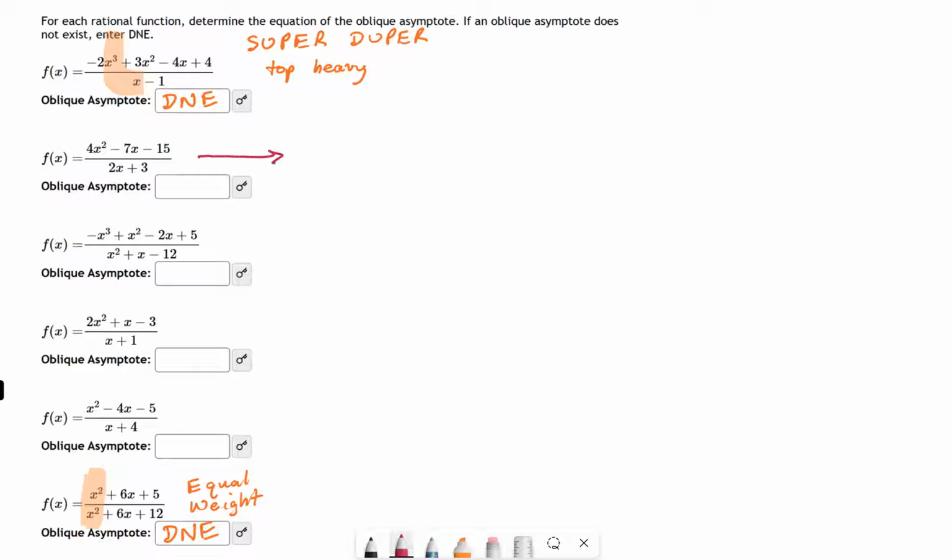Now, those out of the way, we're moving on to doing some actual division with the top-heavy examples. So in this case, I'm going to have 2x plus 3 on the bottom of my division, and I have 4x squared minus 7x minus 15. And the first thing I do is divide. So we're going to say 4x squared over 2x. That makes 2x.